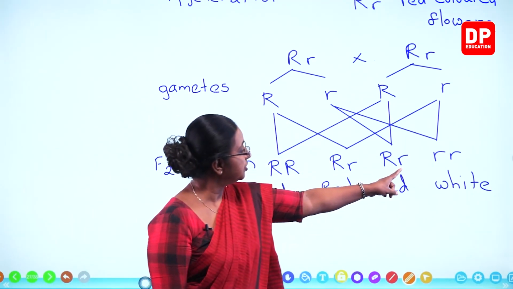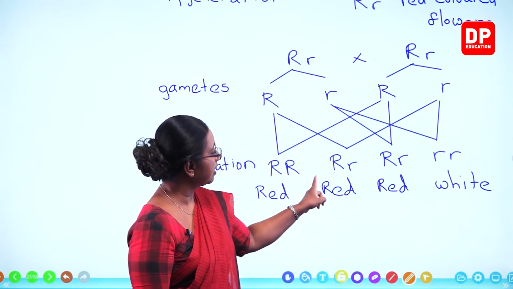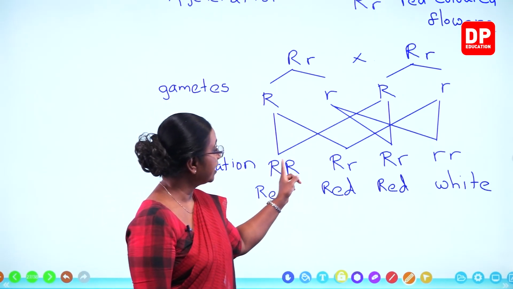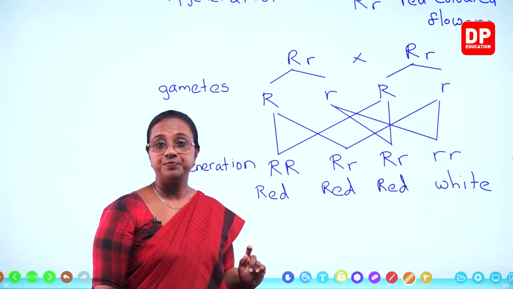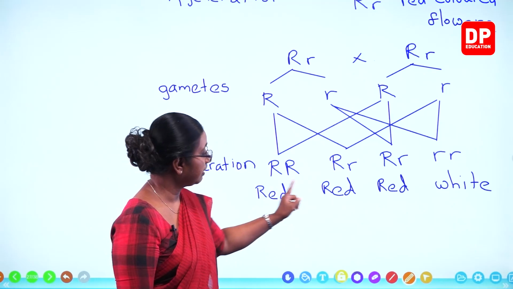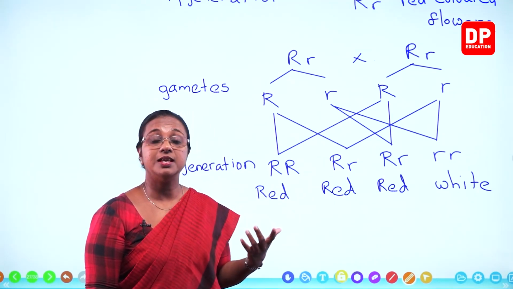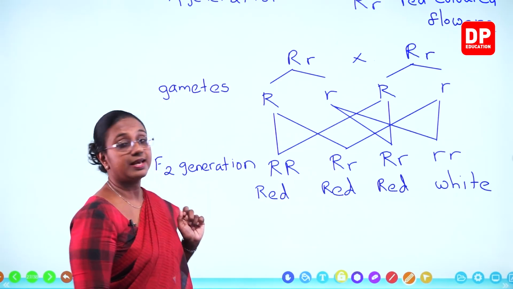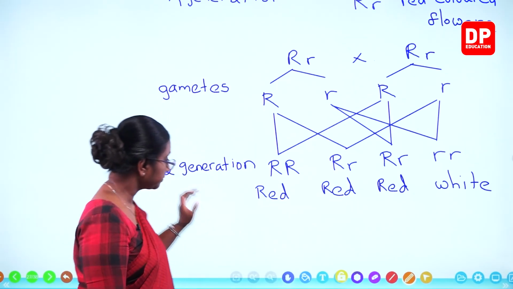Here you have the genotype, capital R, capital R, capital R simple R, simple R simple R, 1:2:1. Phenotype ratio, 3 red is to 1 white, 3:1. So that is the occurrence of the second generation.